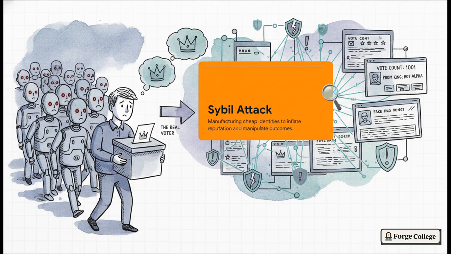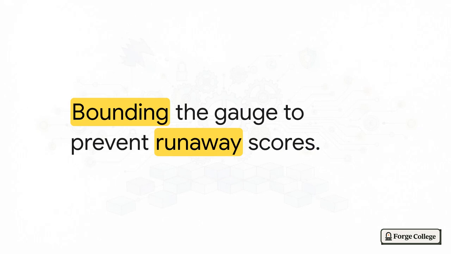If creating an identity is cheap or free, reputation is completely fragile. A bad actor can just manufacture an entire army of fake identities to artificially inflate their score and manipulate the whole system. So, we have to put a lid on it.